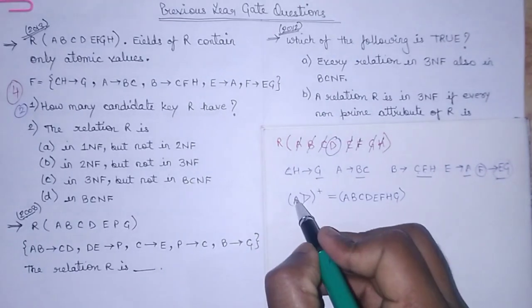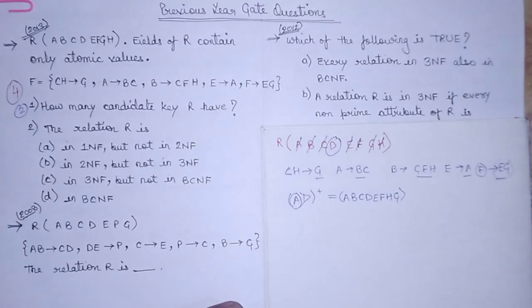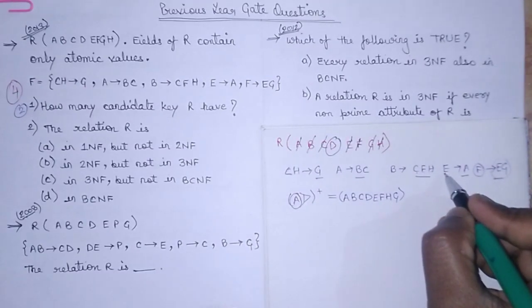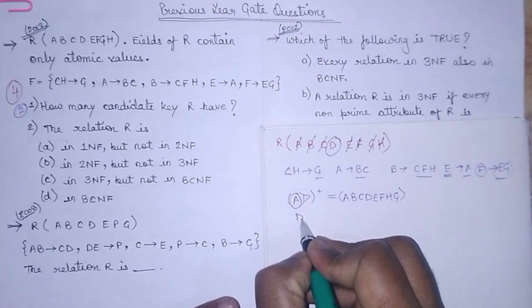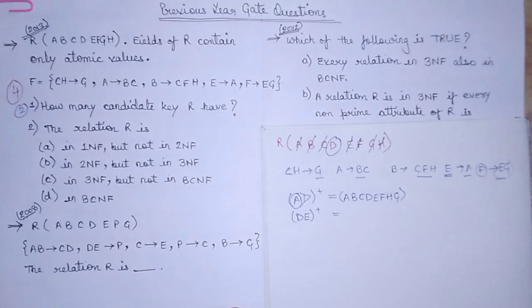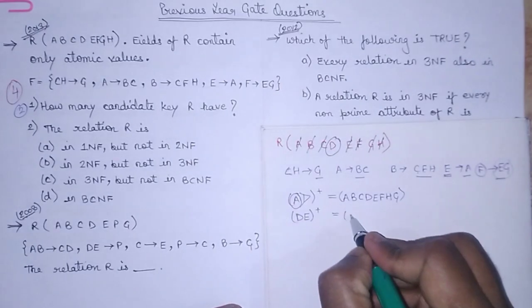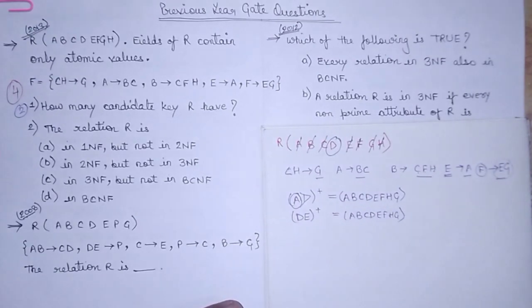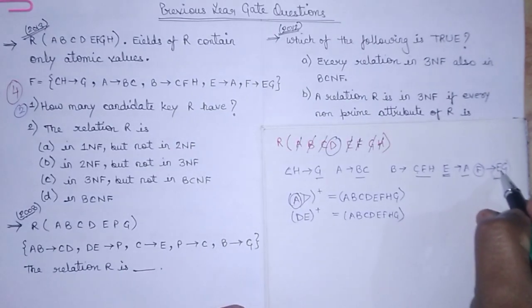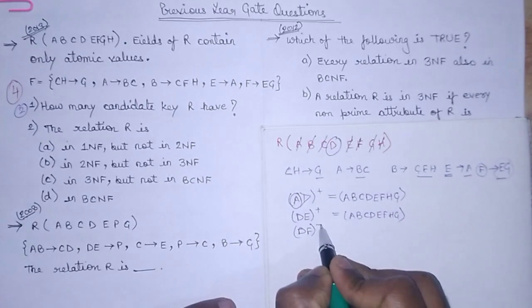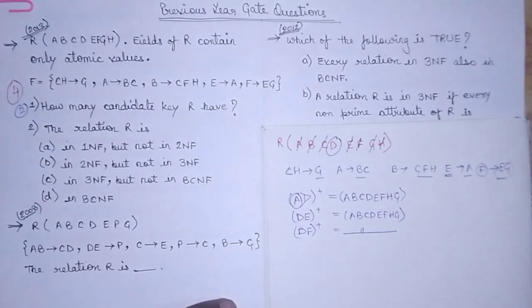Now we have to look at A on the right hand side of a dependency to find more keys. We can see that A can be derived using E. So E is one possibility. If I find out the DE closure, it will also give me all these attributes. You can find it on your own. And after finding DE, you can check from where you are getting E. E can be derived using F. So DF is also one possibility. It will also give us all the elements.